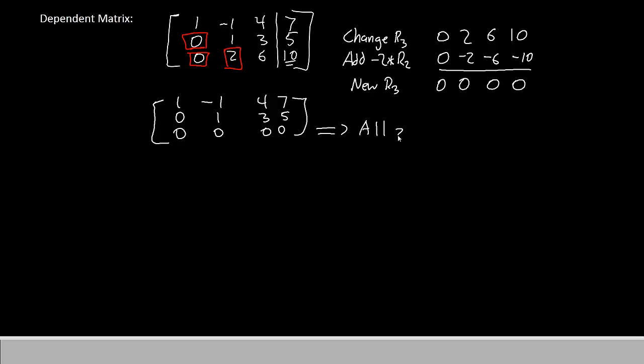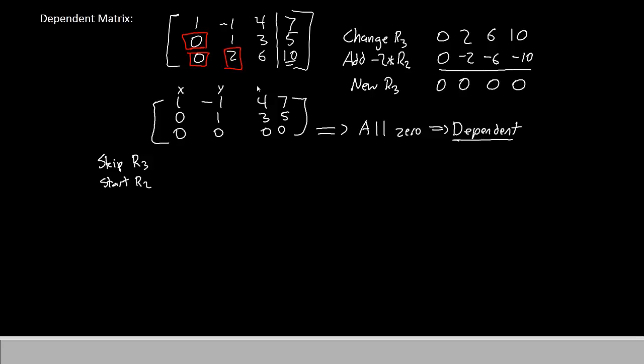Anytime you have all 0, you have what's called a dependent matrix. To write the answer to a dependent matrix, we're going to do something a little bit different from usual. We are going to skip row 3 entirely, and instead start with row 2.